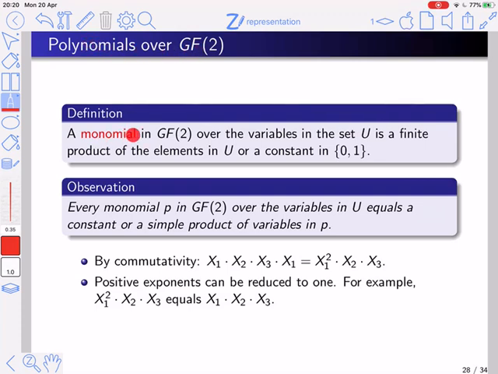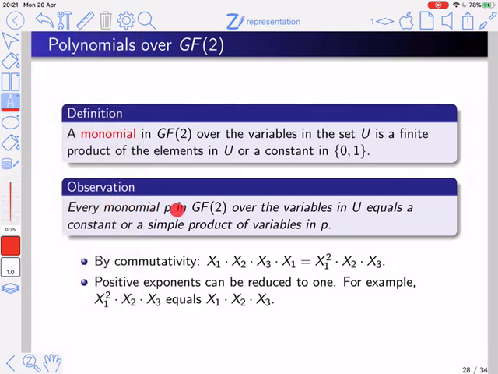And now we can define also polynomials over GF2. A monomial in GF2 over the variables in the set U is just a finite product of the elements in U or a constant, 0 or 1. Okay? So an example of a monomial would be x1 times x2 times x3 times x1. You see that I have here a repetition of x1 twice, so by commutativity I can write this as x1 squared times x2 times x3.